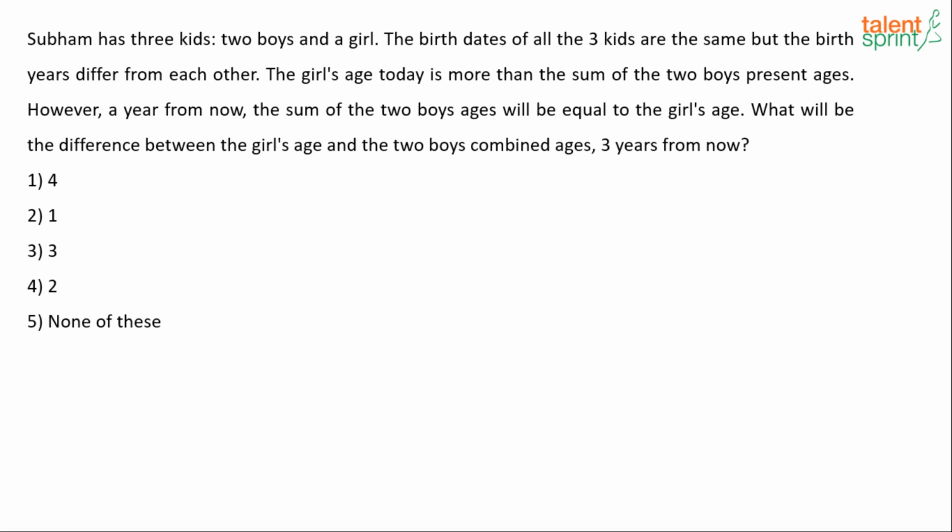Got it? Okay, so what does it say? Shubham has 3 kids, 2 boys and a girl. The birth dates of all the 3 kids are the same, but the birth years differ from each other. So all 3 were born on the same date, let's say 3rd November, but the years are different. The girl's age today is more than the sum of the 2 boys' present ages.